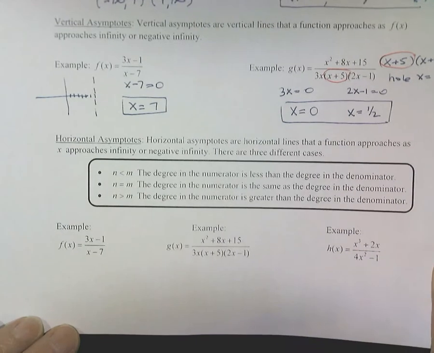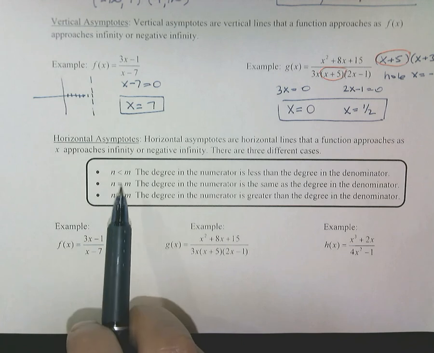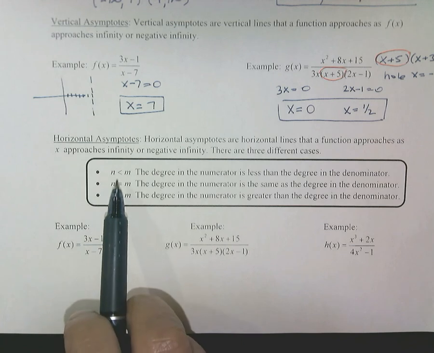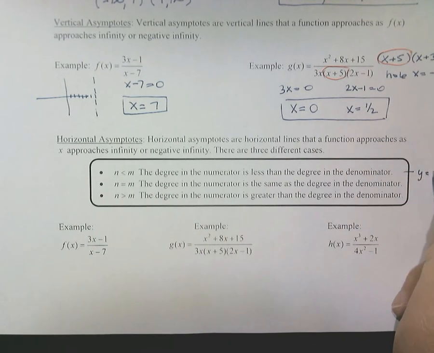Now the next one are horizontal asymptotes. And horizontal asymptotes are not difficult. Most people don't remember them. So what happens in a horizontal asymptote is there are 3 different cases. If the degree in the numerator is less than the degree in the denominator, in this case, it's always going to be y equals 0.